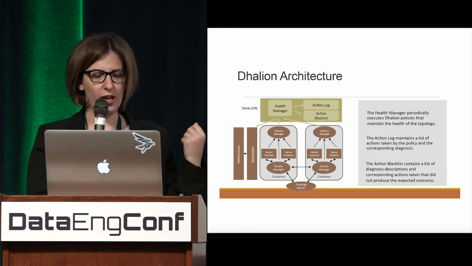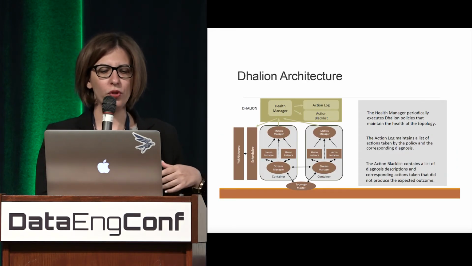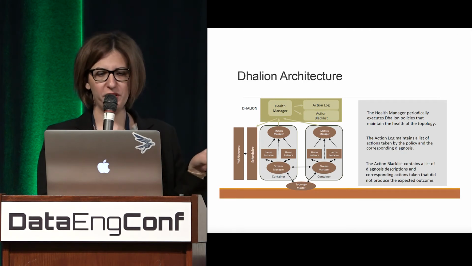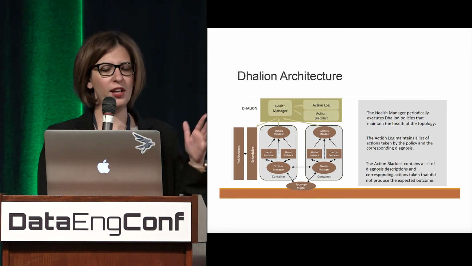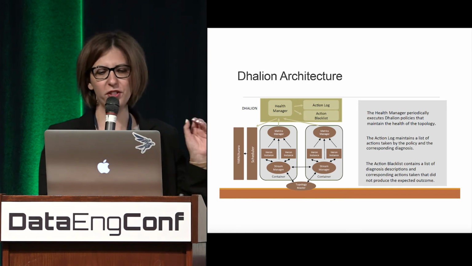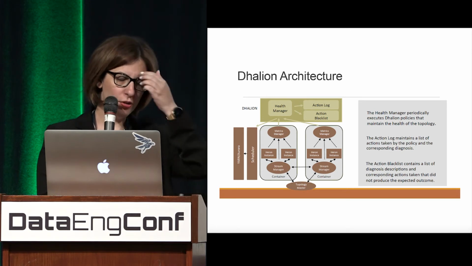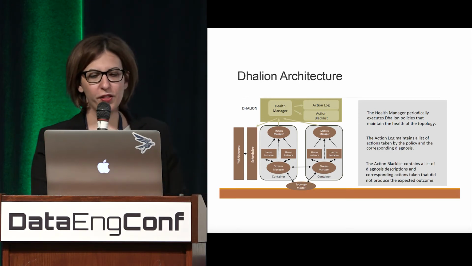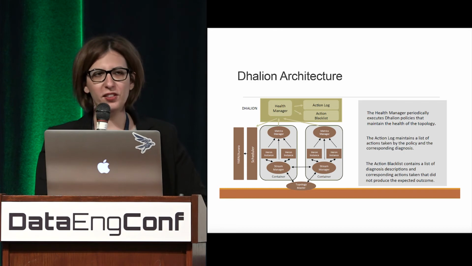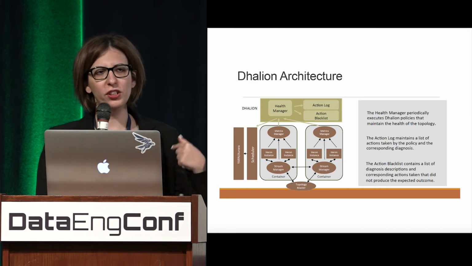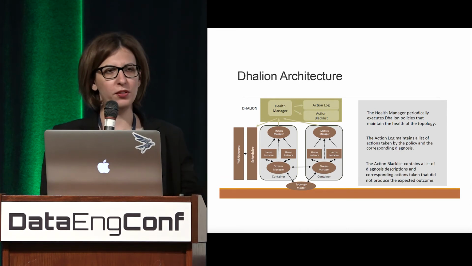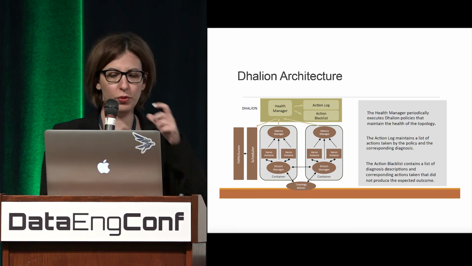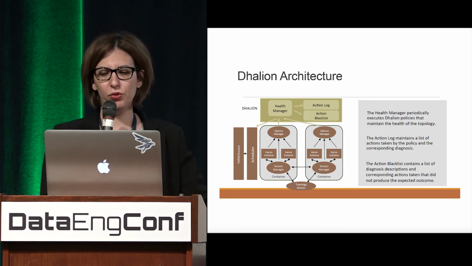So the architecture of Dhalion is shown in this figure. At the bottom part of the figure, you can see Heron. Essentially, the picture is very similar to what Ashvin shows. We have the containers, the instances, the stream manager. And then on top of that, we have Dhalion, which consists of 3 components. The first one is the health manager. The health manager is essentially a process that periodically executes the policy that the user defined. So we can have a policy for dynamic resource allocation, a policy for meeting a particular latency SLO, and so on. So the health manager periodically executes the policy.